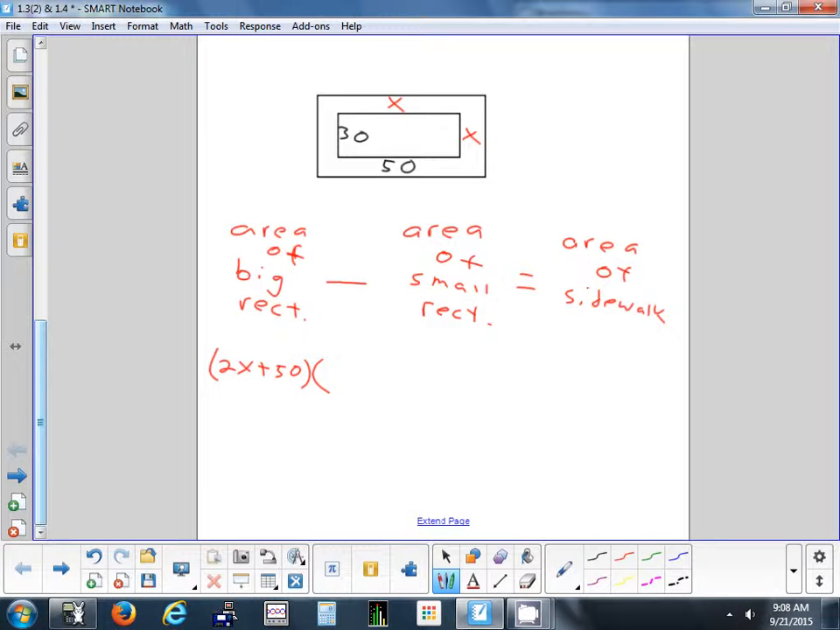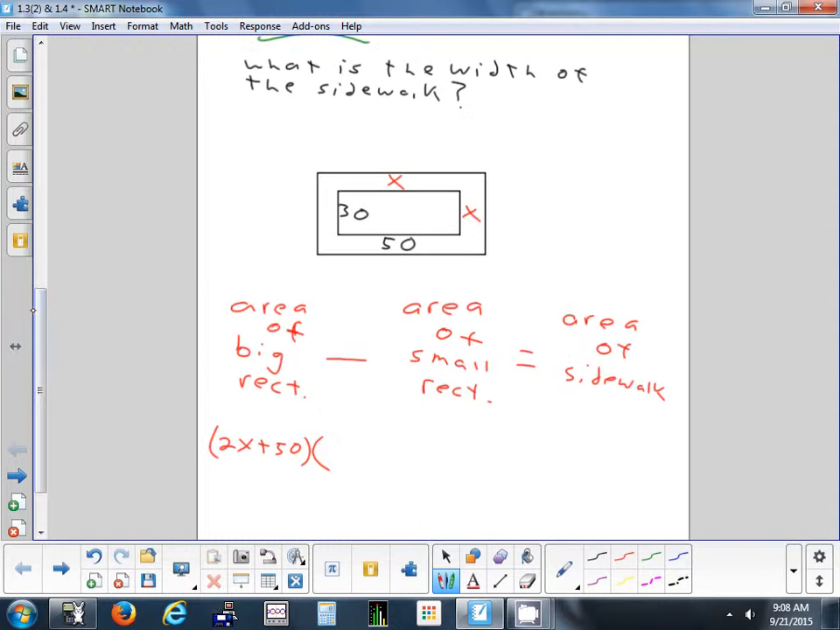How about Dalton, same idea. What's my width going to be? 30 plus 2x. Yeah, it's going to be 30 plus the x on the top plus the x on the bottom. So 2x plus 30. Minus the area of the small rectangle. Okay, that's the pool. That's my pool. So I just have to do 30 times 50, and that'll just be a number.